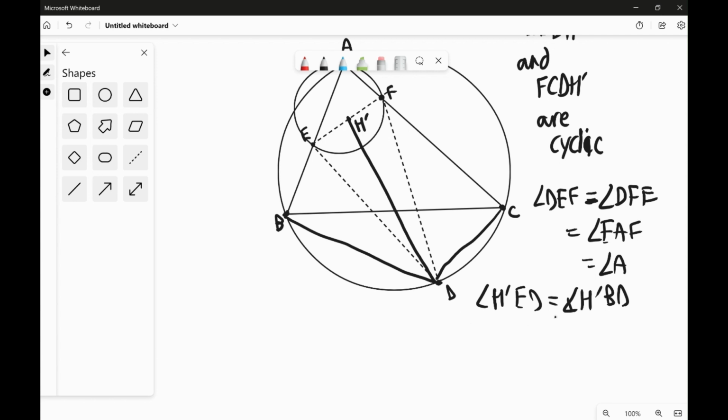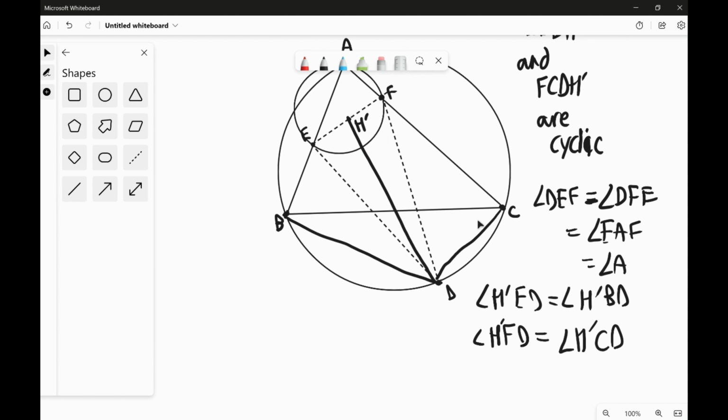And we also have that angle HFD is equal to angle H prime CD. Since we know that these two angles are equal, we have that angle H prime BD is equal to angle H prime CD. But that's not necessarily enough, because we didn't really use this fact that it's equal to angle A. So what would have to happen if H prime was the orthocenter?